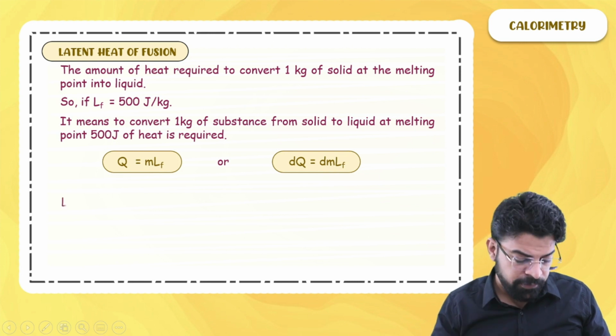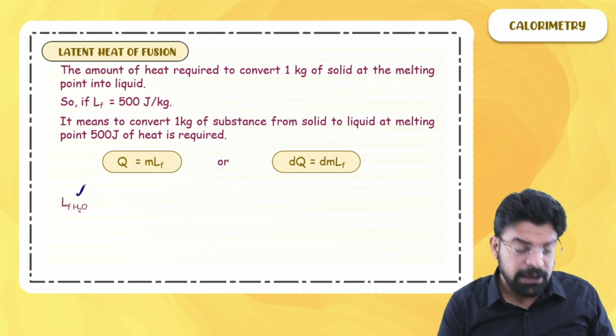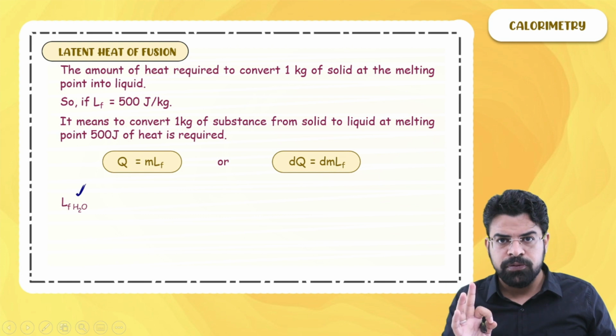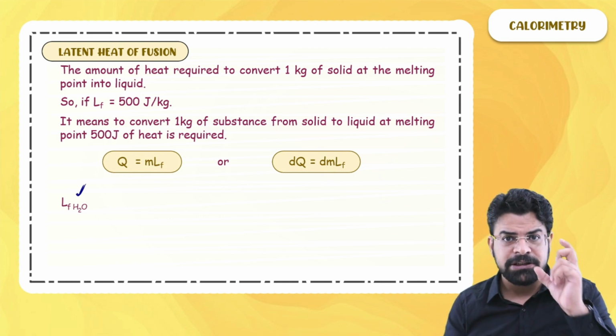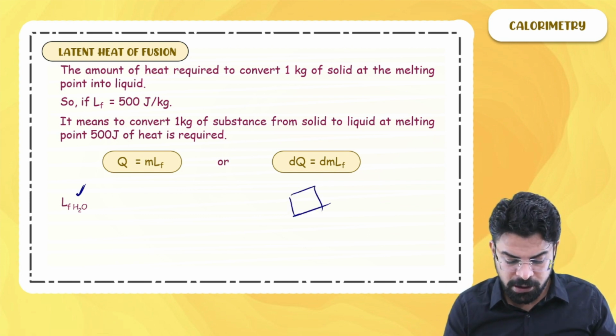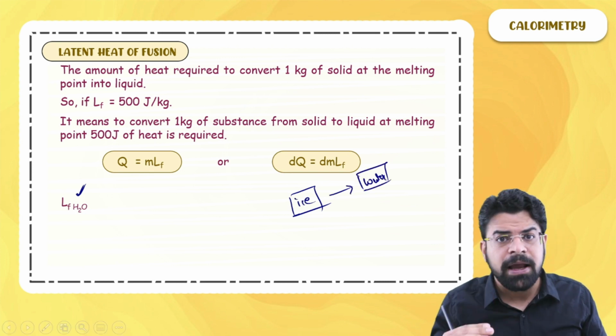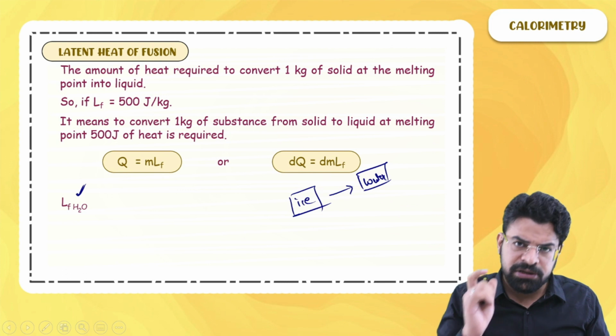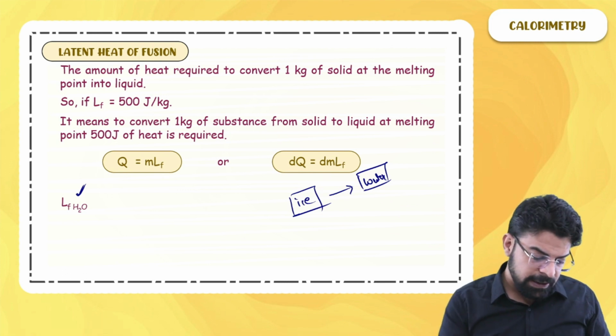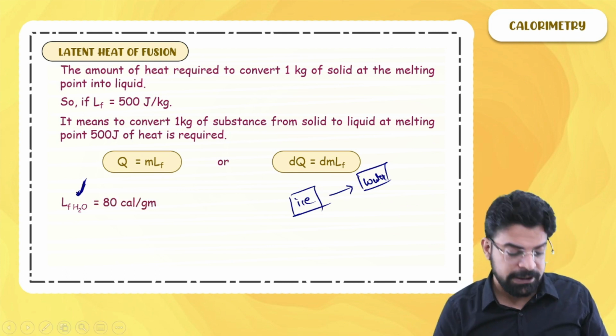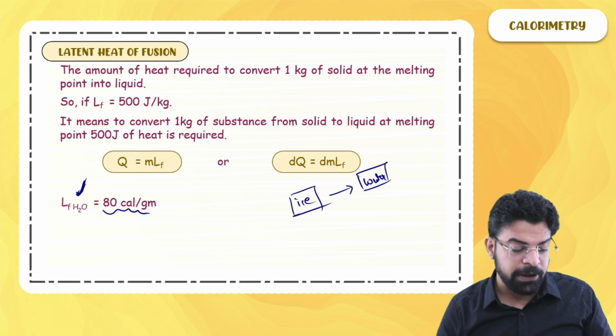Now we can further say the latent heat of fusion of H2O, water. How much heat is required to convert ice into water? If you can remember, it's okay. If you can't, this will be given in the question. The latent heat of fusion of H2O is given as 80 calorie per gram.